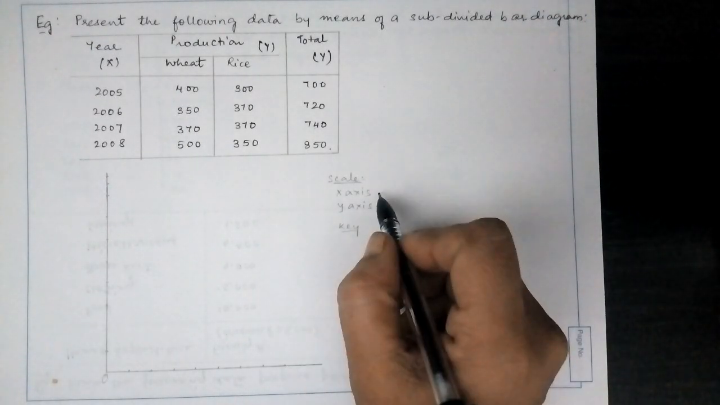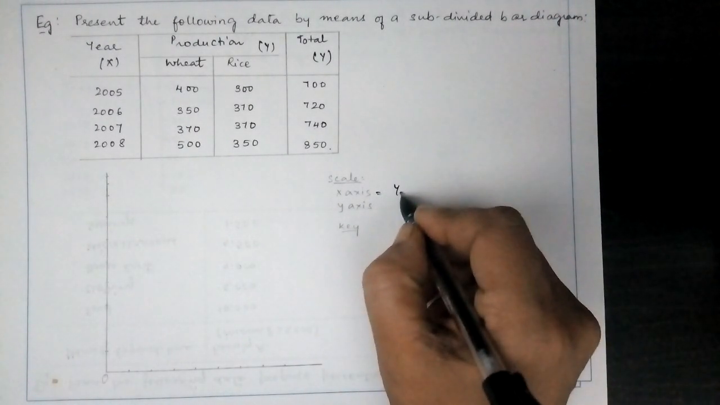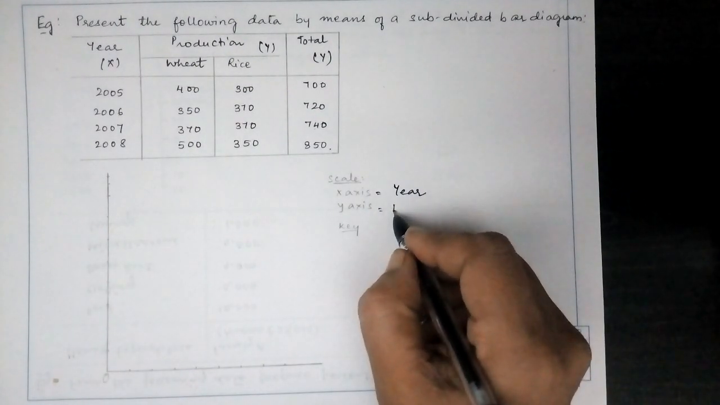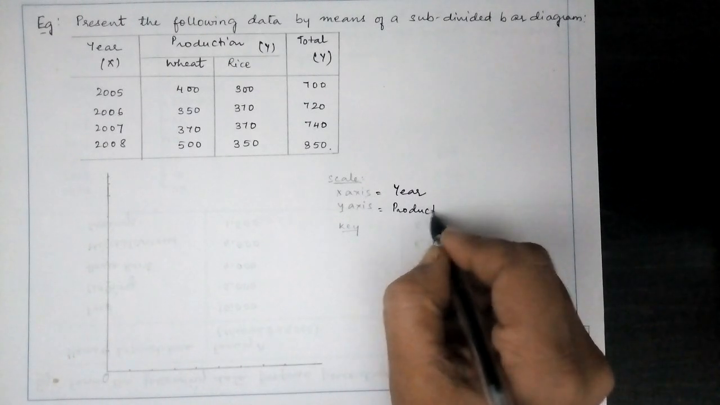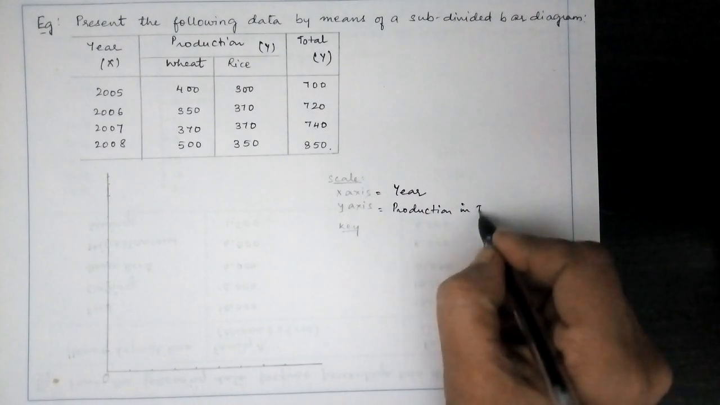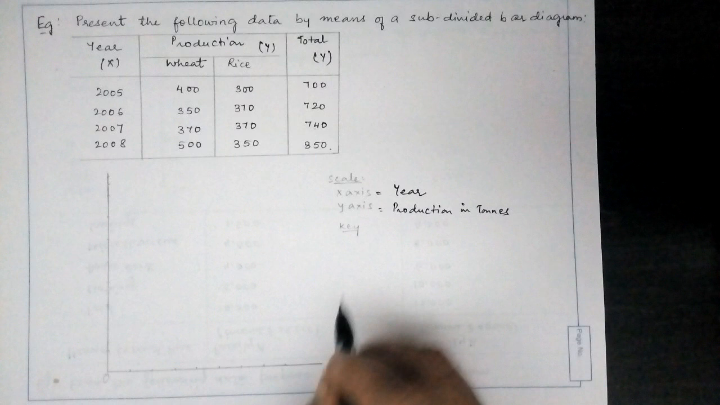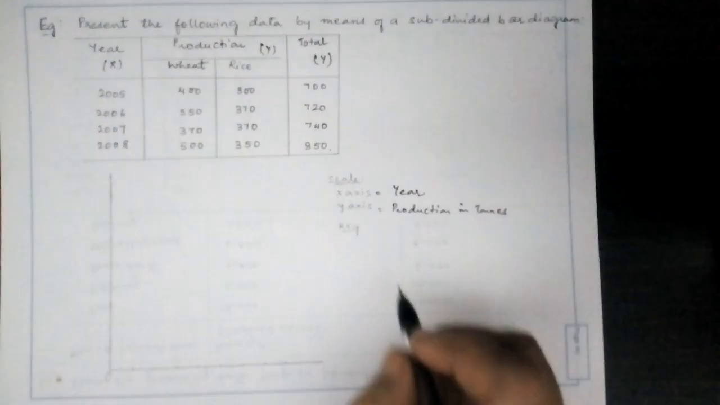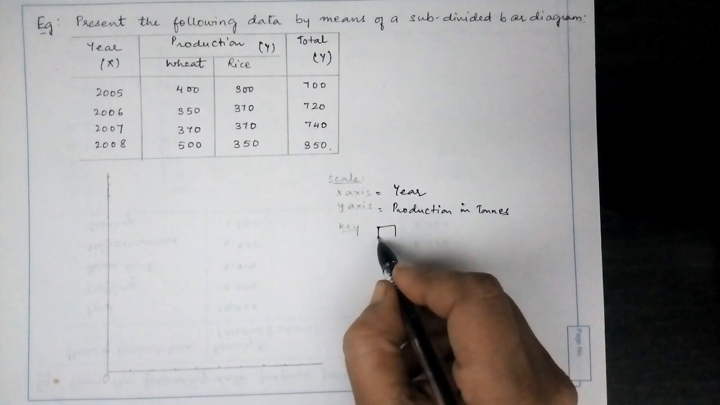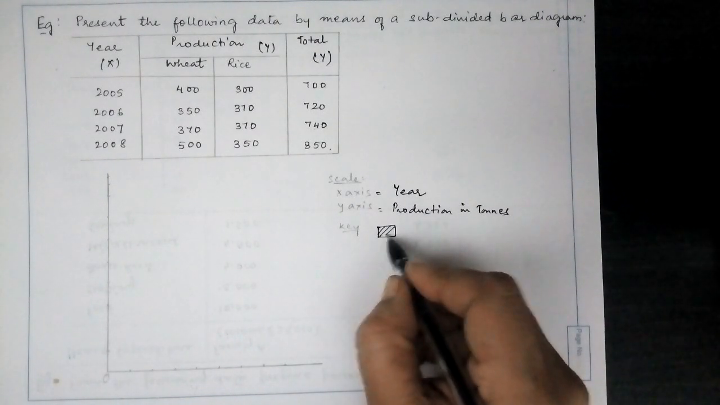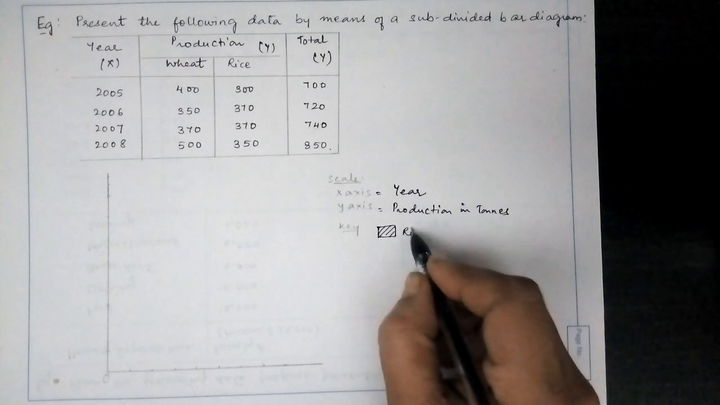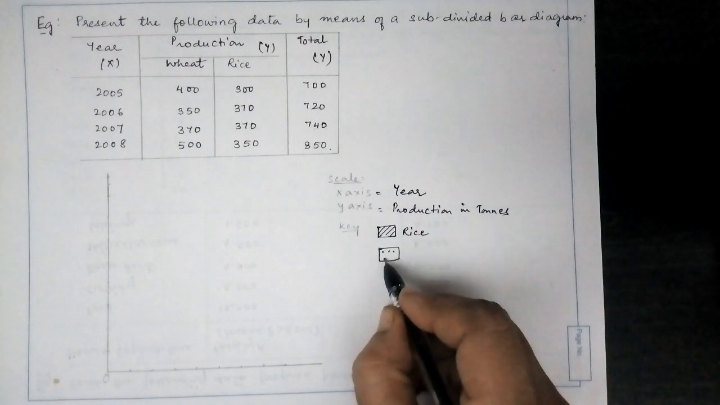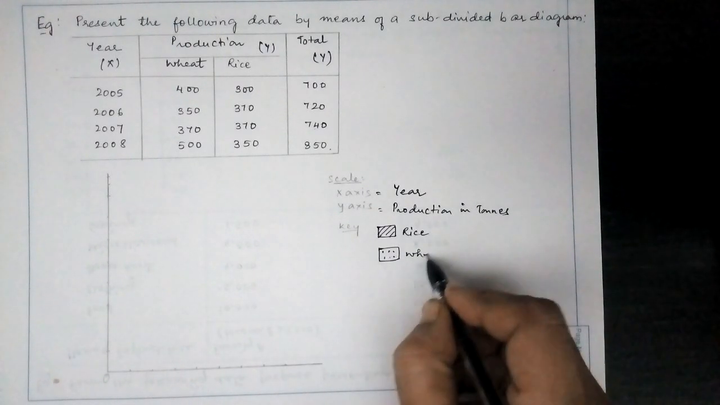Okay. So on the x-axis we will write year and on the y-axis we will write production in tons. Okay. The key is, let us say we are going to represent rice by this type of a design, and let us call it rice, and we will have wheat as, let us say, some dots, okay, and let us call it wheat.